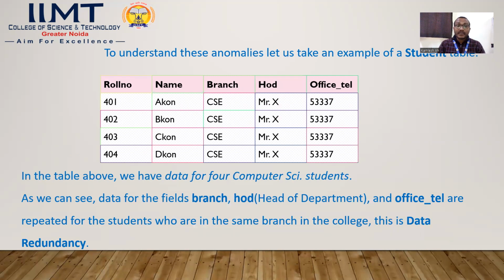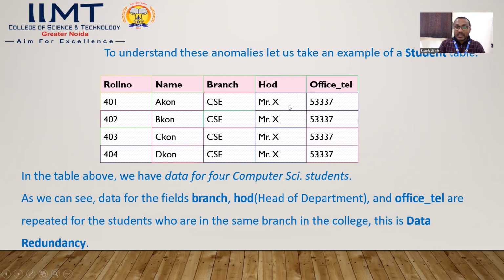In the table above, we have data for four computer science students. As we can see, data for the fields branch, HOD (head of the department), and office telephone number are repeated for the students who are in the same branch in the college. This is data redundancy. Look here: HOD, Mr. X, in all rows, the same name. The office telephone number is also the same.